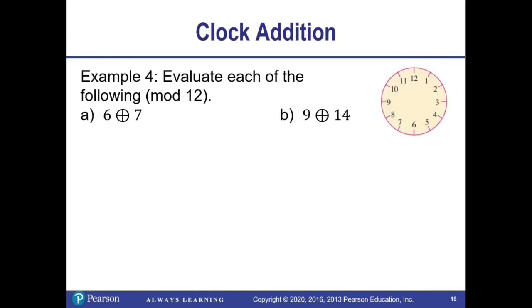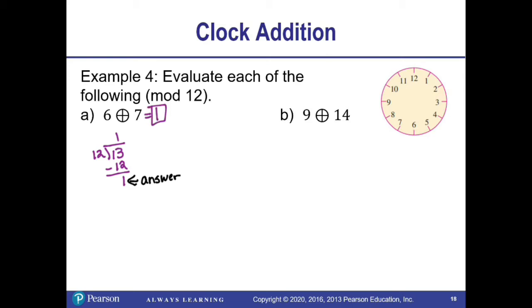Let's look at some problems with clock addition. We're going to look at 2 different methods to add. So 6 plus 7 is 13. Now, in clock arithmetic, my number can't be bigger than 12. I'm going to divide 12 into my number. 12 goes into 13 one time, and I'm left with 1. I look at the remainder, and that's my answer. So 6 plus 7 on a clock is 1.